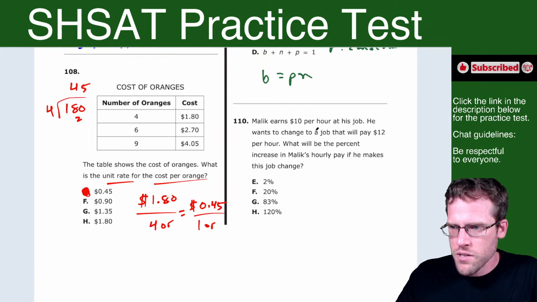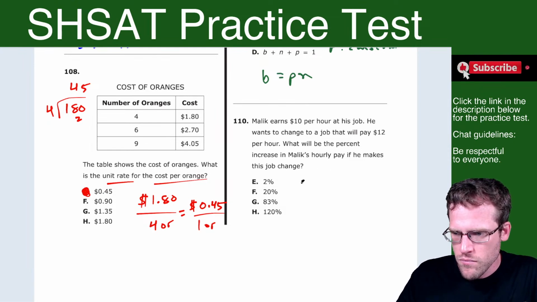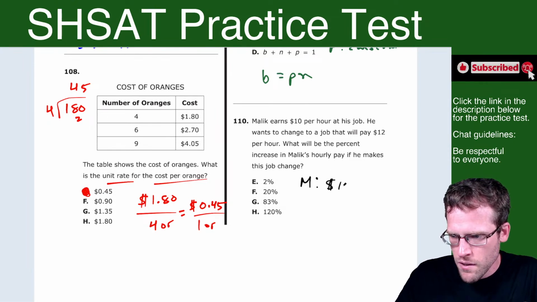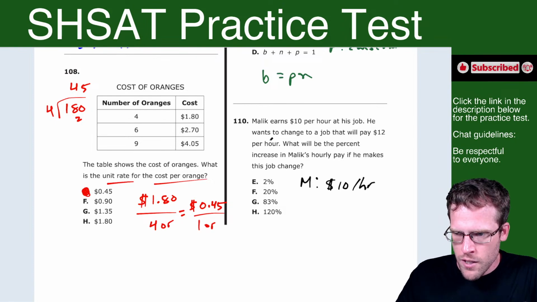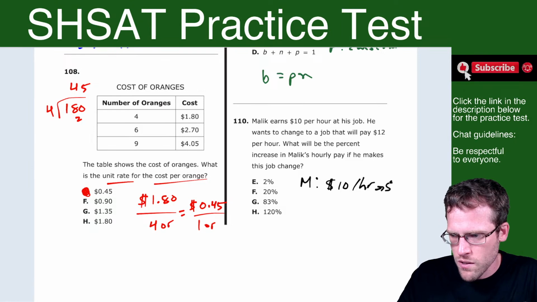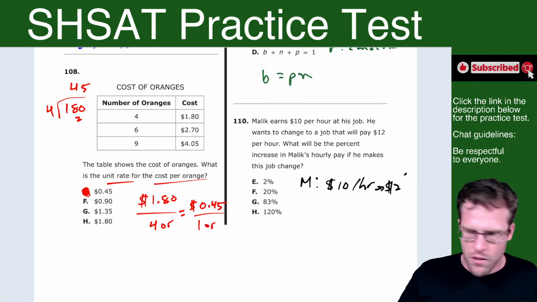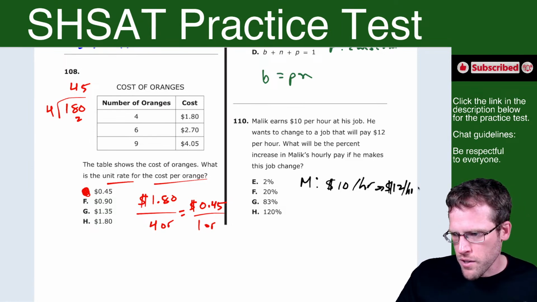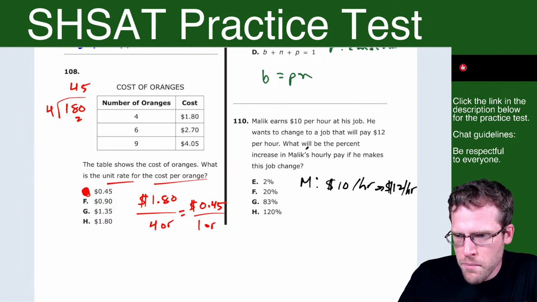All right. Malik earns $10 per hour at his job. So Malik, you're making $10 per hour. He wants to change to a job that will pay $12 per hour. What will be the percent increase in Malik's hourly pay if he makes this job change?